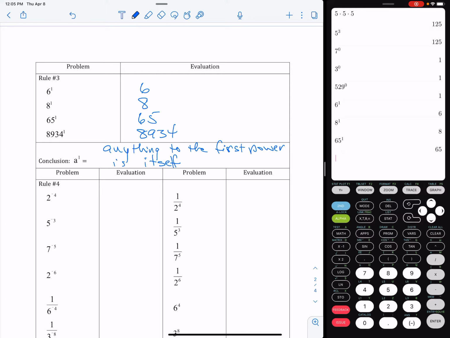Okay, it is itself, because it's one time. 6 one time is 6. 8 one time is 8. Okay, so all of those are some of the basic exponent rules. Now we get into some of the really fun ones.